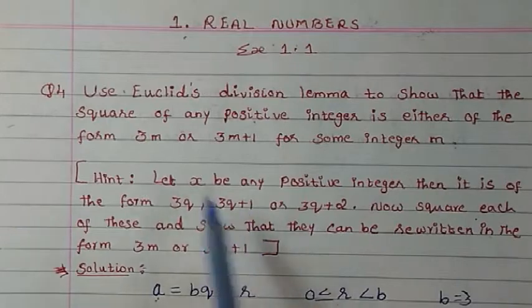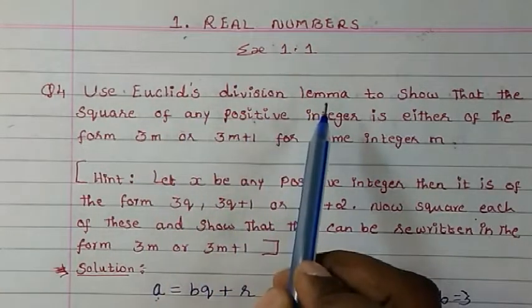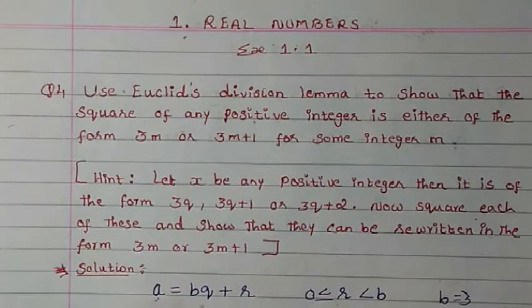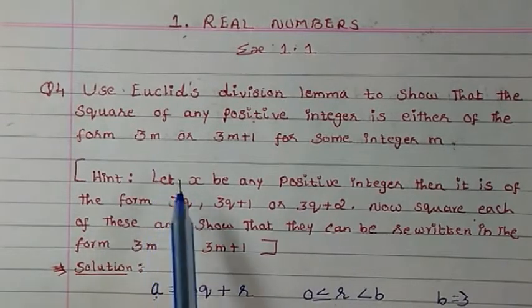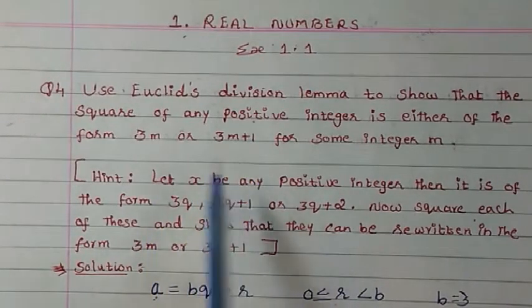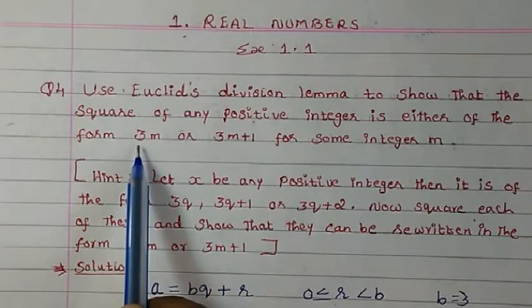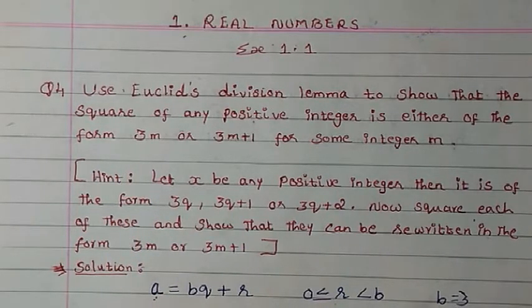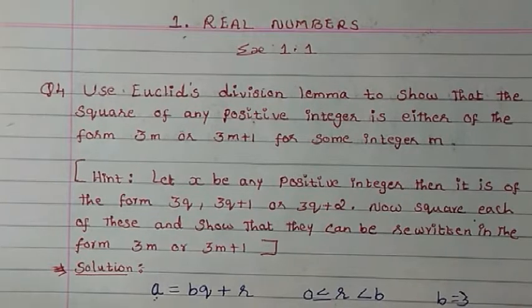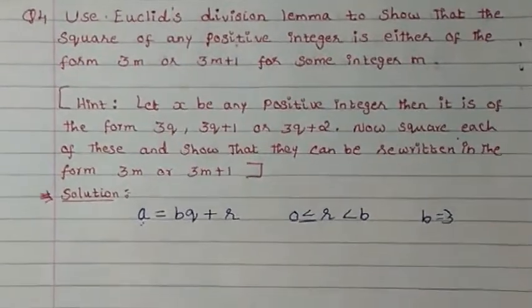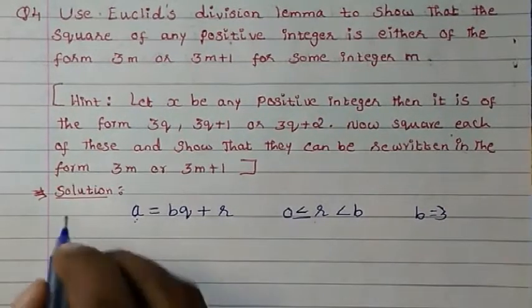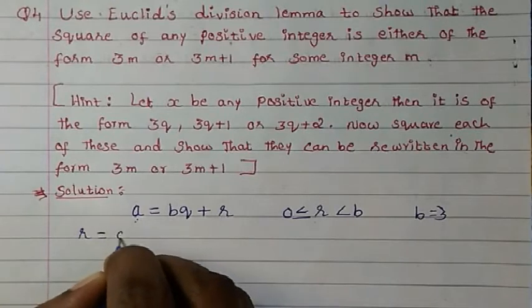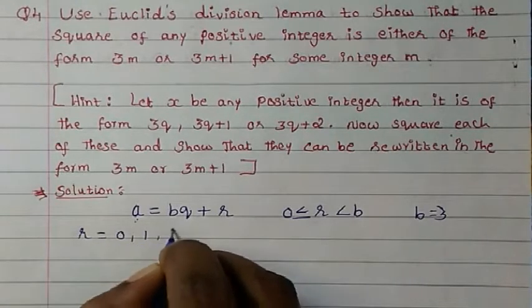First of all, let's see. Use Euclid's division lemma. So we write down the Euclid's division lemma. We know it and we know the condition. Now 3m or 3m plus 1, what is given to us? b is 3. So that means what are the possible remainders we will have? The possible remainders we will have are either 0 or 1 or 2.